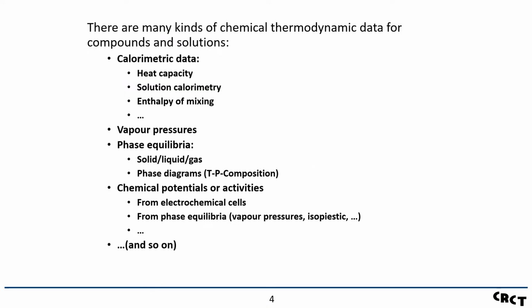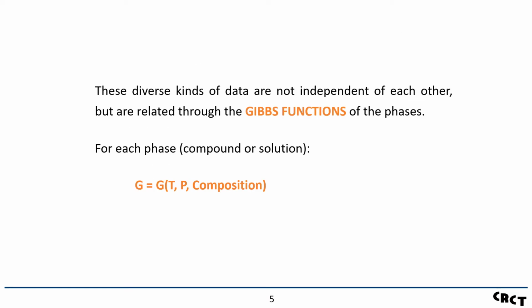Now, in preparing a database, we find there are many kinds of chemical thermodynamic data for compounds and solutions. We have various types of calorimetric data, vapor pressures, phase equilibria, phase diagrams, chemical potentials, activities from phase equilibria, from electrochemical cells, and so on. These diverse kinds of data are not independent of each other, but are all related through the Gibbs functions of the phases. So for each phase, we have a Gibbs function G, which is a function of T, P, and in the case of solutions, composition.